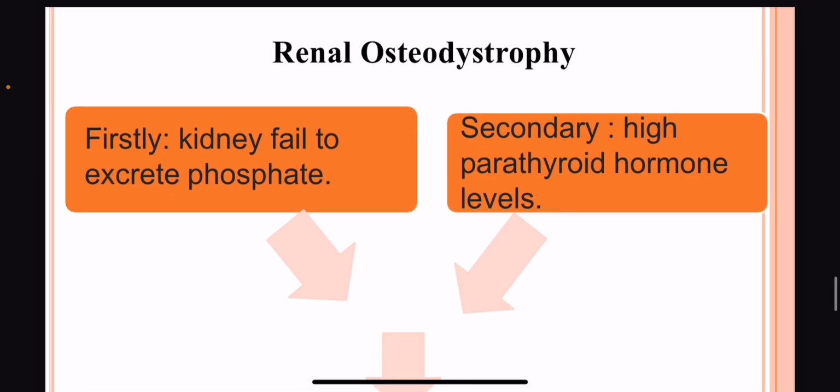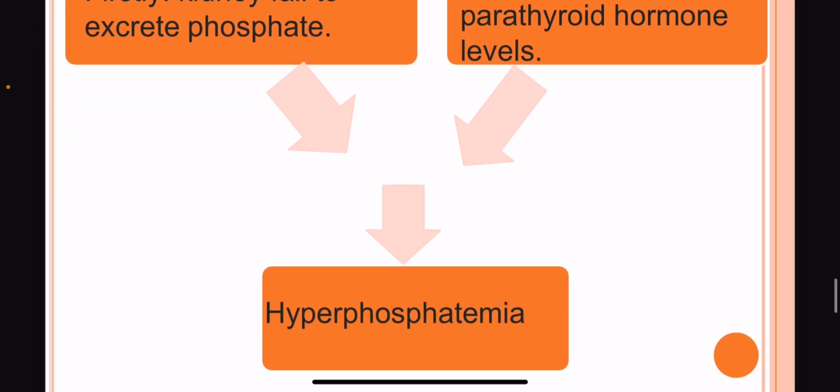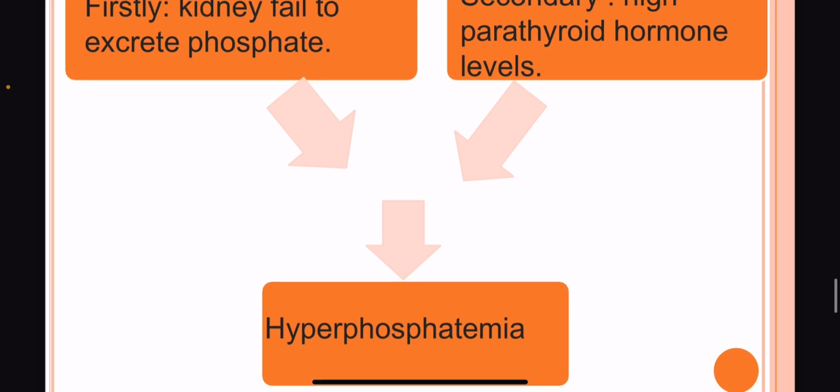So what is renal osteodystrophy? Renal osteodystrophy is basically when the kidney fails to excrete phosphate, and high parathyroid hormone levels can lead to hyperphosphatemia. Basically the term is hyperphosphatemia, but as I already told you in this slide, if the kidney has high parathyroid hormone levels and fails to excrete phosphate, it leads to hyperphosphatemia.